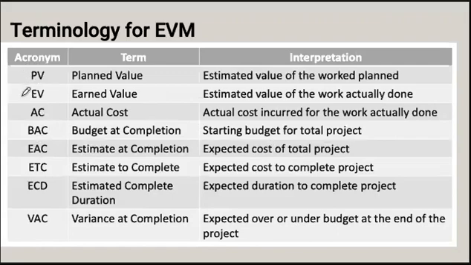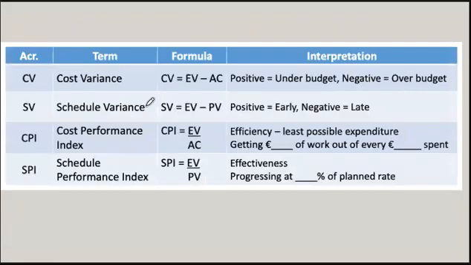Using planned value, earned value, and actual cost, we're going to be able to estimate the budget at completion. We're going to estimate the cost remaining to complete the project. We're going to be able to estimate the complete duration of the project based on the current project performance. And we're going to be able to estimate variances at the completion. So variance between the planned budget and the actual budget. The budget that we're estimating is going to be actual. So some of those variances are given here.